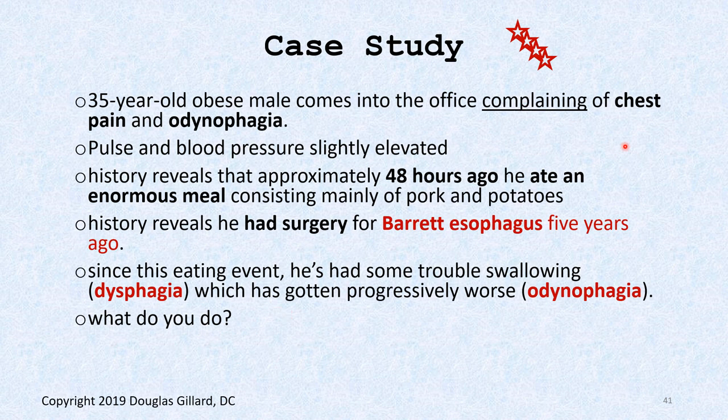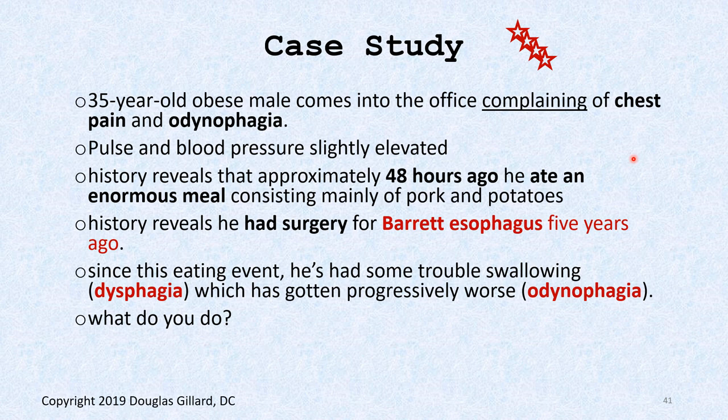Let's do a case study. Here's a 35-year-old obese male who comes into your office complaining of chest pain or odynophagia. He thinks maybe he needs an adjustment. Pulse and blood pressure are slightly elevated. You take a good history and find out about 48 hours ago he had an enormous meal, mainly pork and potatoes, and history revealed that he had a Barrett's esophagus surgery about 5 years ago. So they probably did an RF ablation. So he's probably got stenosis, right? And this big piece of meat or whatever got stuck is what I'm thinking.